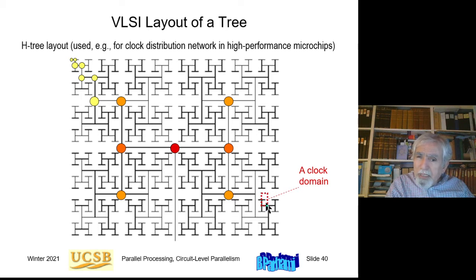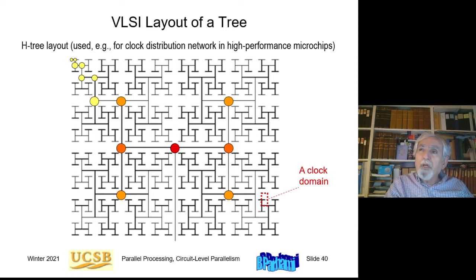Okay, so for example, the circuits that are in this area on the chip will be fed by this clock signal. The circuits that are in this adjacent area will be fed by this clock signal. So there will be very little clock skew. The clock signal will get to all areas of the chip almost exactly at the same time.